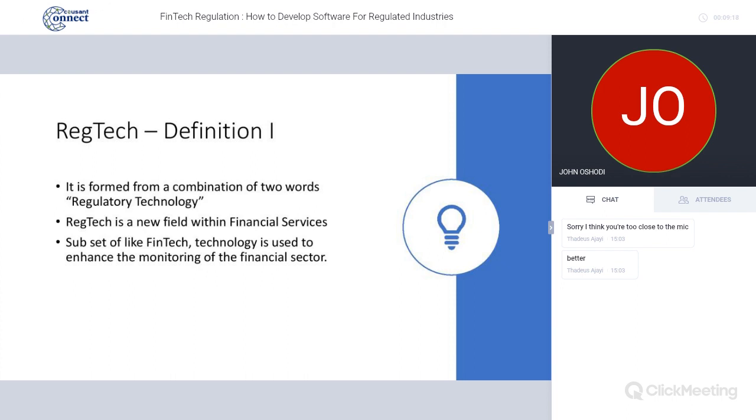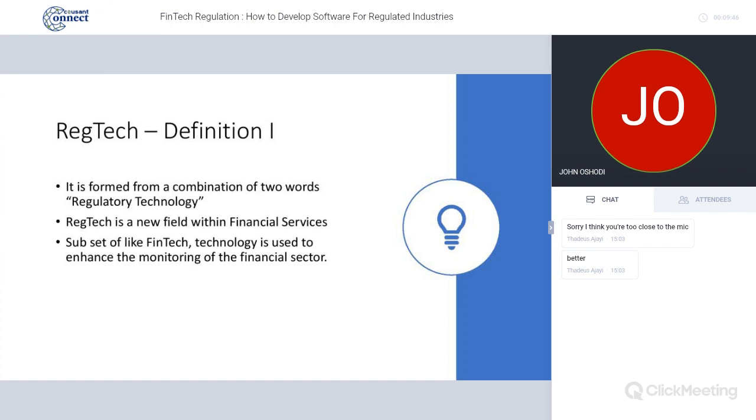Okay, so straight into the subject. RegTech, how do you define, or what does RegTech mean? Well, really, it's just formed of a combination of 2 words, which is regulatory technology, and it's how we use innovation to solve regulatory problems. And it's relatively new within financial services.